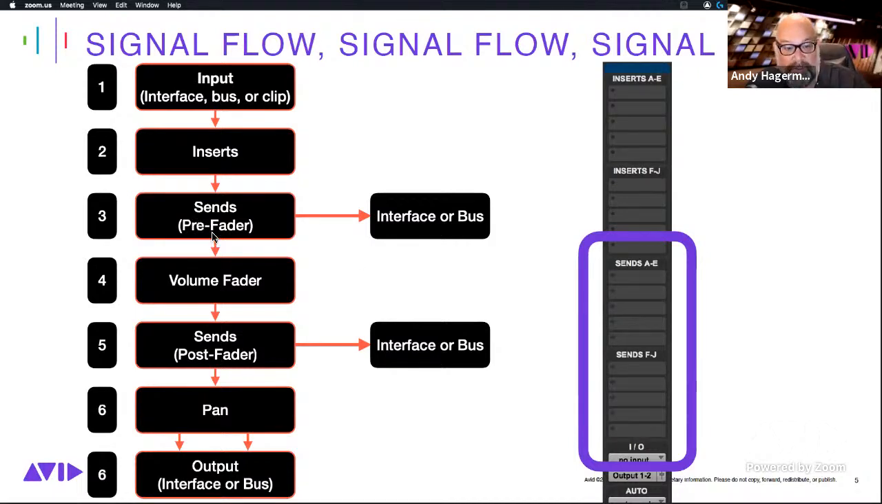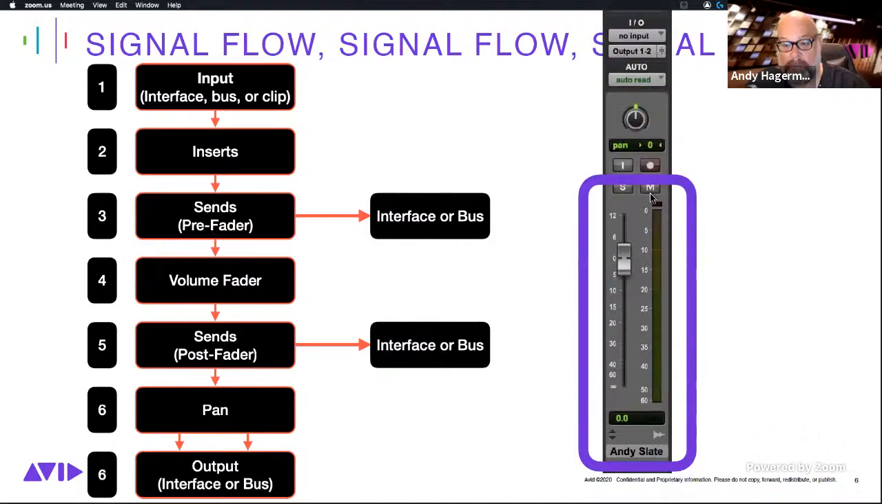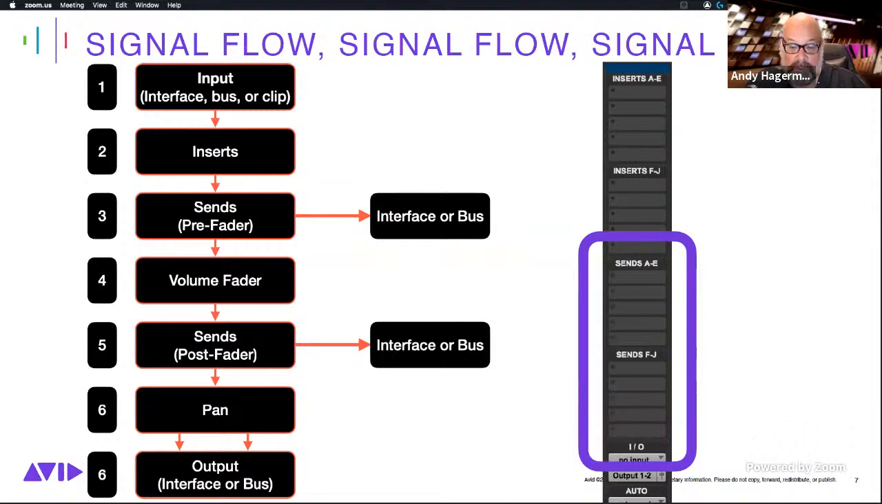Now, right after the pre-fader send is the volume fader, which is this little guy right here. So it's a volume fader which allows us to control the gain or the level of an individual track. Then after the volume fader, we have another send, which occupies this same space here. And we'll talk about this more later.